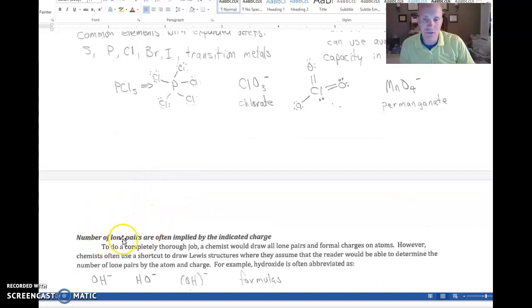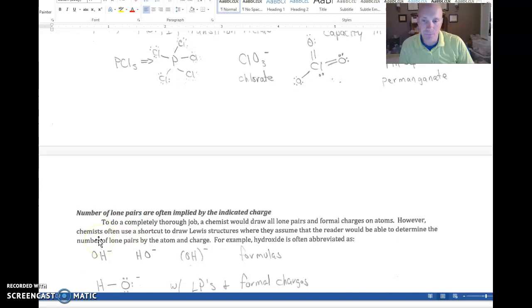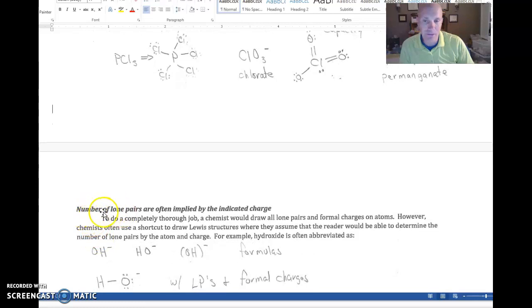So one thing about drawing Lewis structures is that so far we've always tried our best to do a completely thorough job in drawing them. When I say a thorough job, what that indicates is that if there are any lone pairs, you're drawing the lone pairs in, and you're always drawing the formal charges. But once you get well practiced with them, you can start to draw just the formal charge and just assume that the person looking at the structure would understand the number of lone pairs.